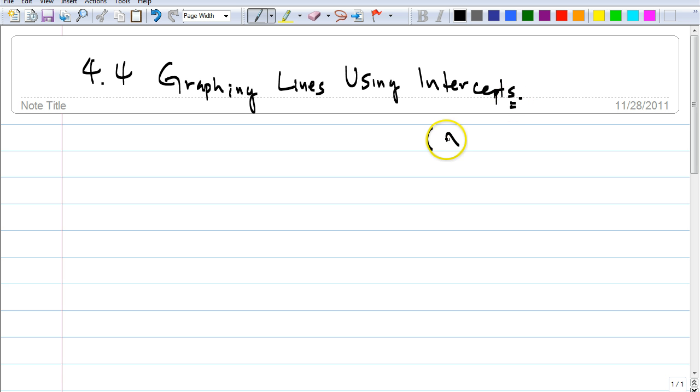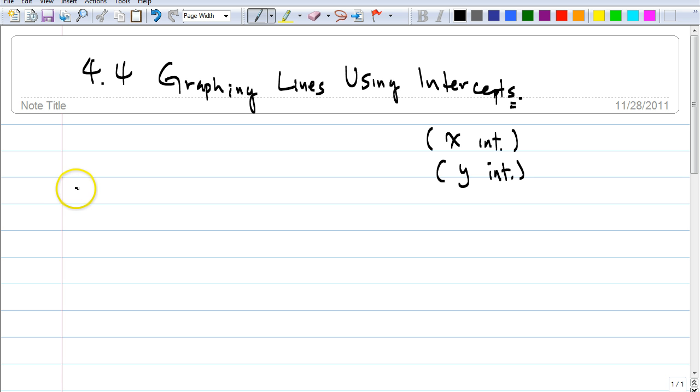We're going to talk about X-intercept and Y-intercept. Can I just write INT for intercept? Okay, and then Y-intercept. So we're going to use these intercepts to graph. Okay, so that's our topic, and that's what we're trying to do today. So first of all, we need to know what they are.